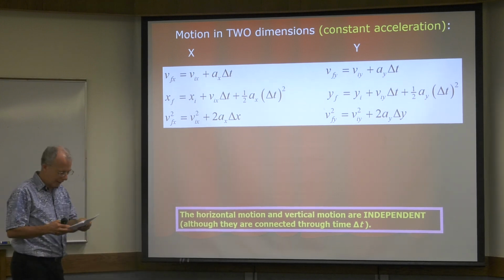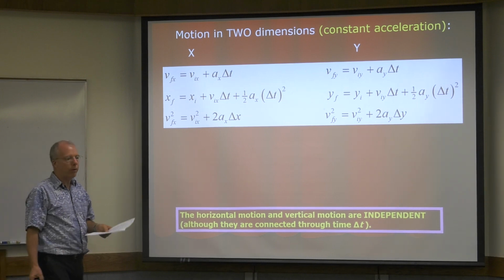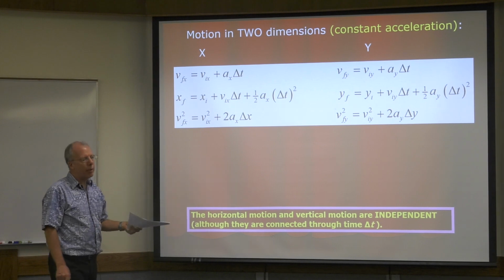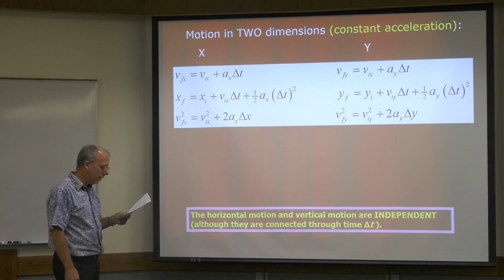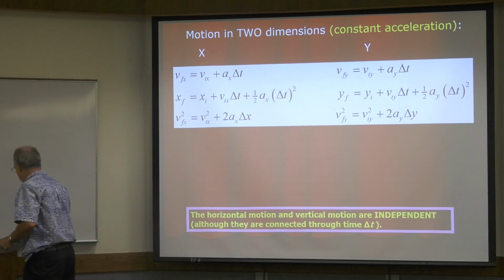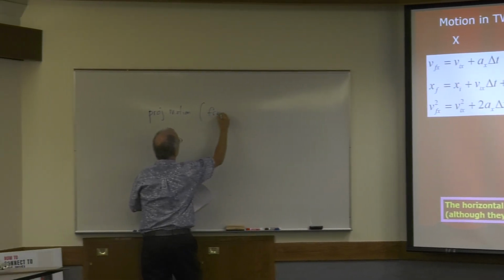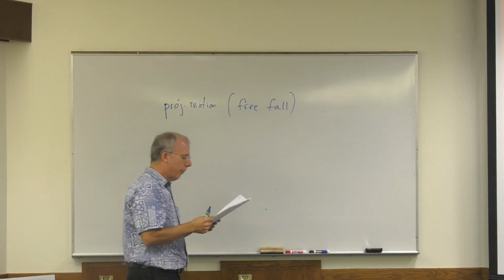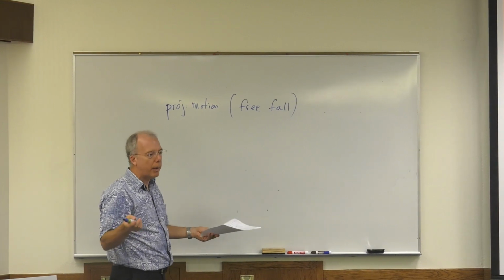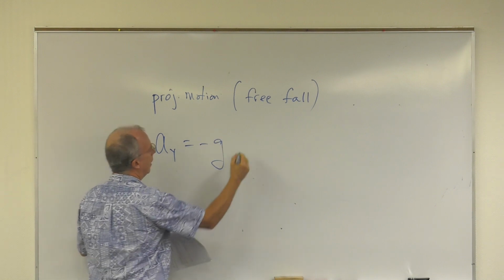Now, you might think, oh my gosh, six equations. Well, it gets better. We're going to talk about a special case. It's called free fall, which we've already talked about. But now we're going to call it projectile motion, although if you want to, you can still call it free fall. Projectile motion is nothing but free fall, to tell you the truth. If I throw something, that's projectile motion. Now, what's the only acceleration after it leaves my hand? The only acceleration, a sub y, is minus g, which is constant.